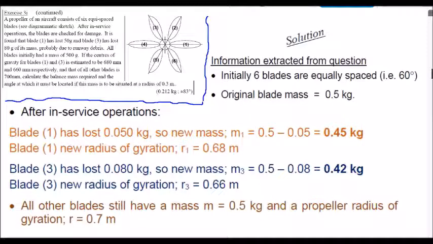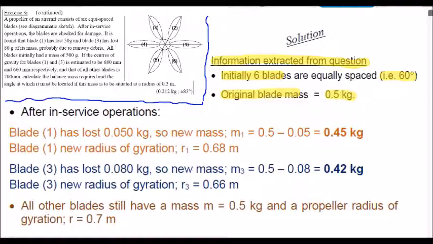So I'm going to start you off by thinking through the information given. Extracted the information from the question. So we initially have 6 blades and they're all equi-spaced. So we've got our angle of 60 degrees for each of the spacing. We know that the original blade mass was 0.5 kilograms. I'm converting all my grams dimensions into kilograms, and my millimeters into meters for the calculations, all right? So original blade mass was 500 grams or 0.5 kilograms.